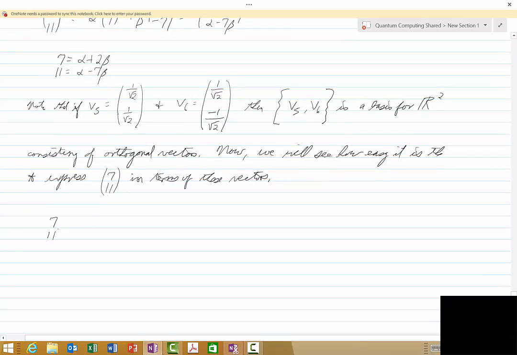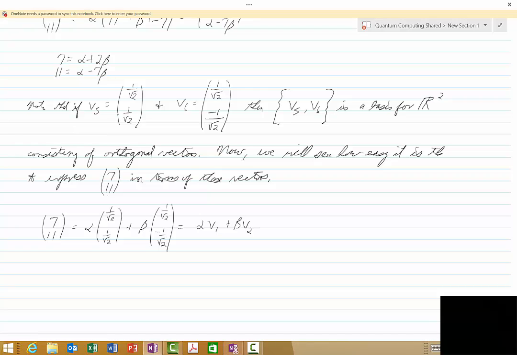Okay, so we have 7, 11 is equal to alpha times 1 over square root of 2, 1 over square root of 2, plus beta times 1 over square root of 2, minus 1 over square root of 2. Or we could also write alpha V5 plus beta V6. Now, instead of expanding this and getting a system of equations as before, we're going to do something smarter. We're going to take the dot product of each side of this equation with V5, and V6.